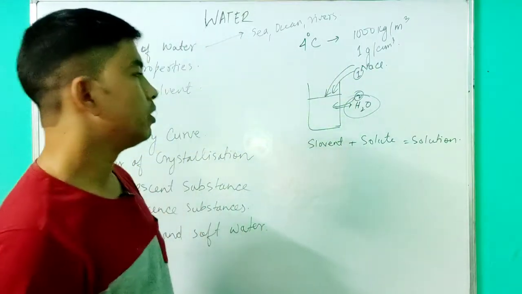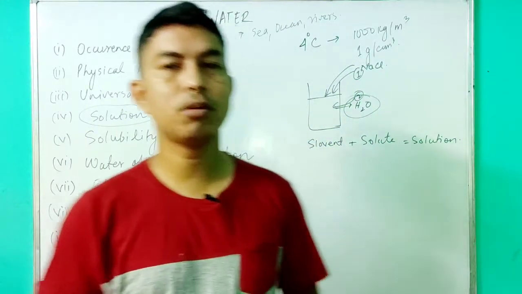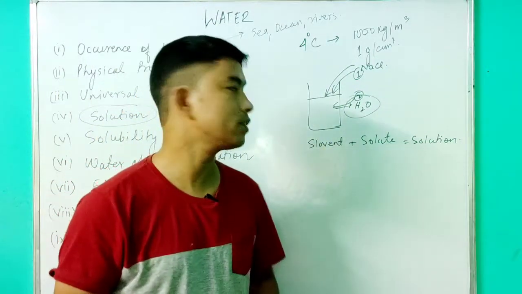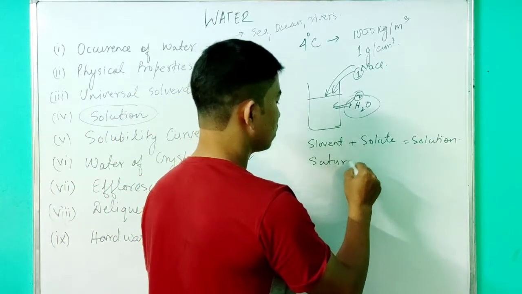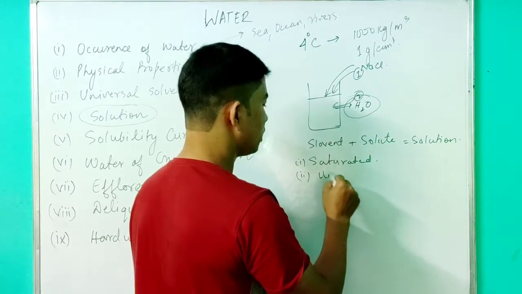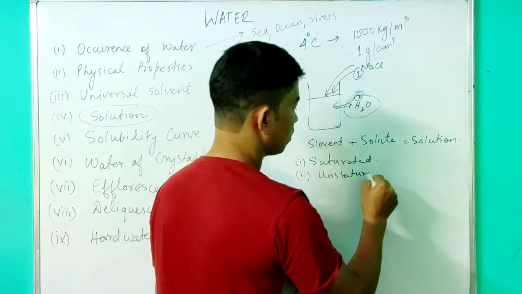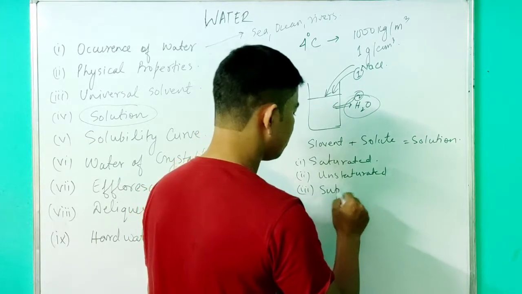Now we also have different kinds of solution, like the true solution and its characteristics, which you have already learned in class 8. So here we will be discussing the saturated solution. We have the first kind, the saturated, the second is the unsaturated, and the third one is the supersaturated.